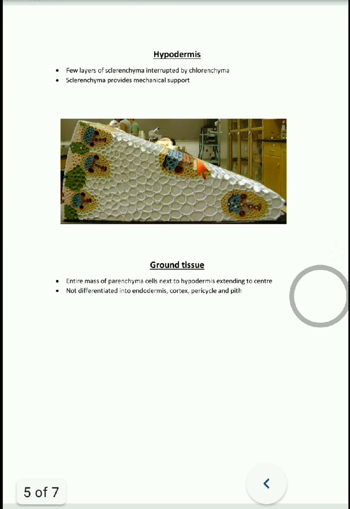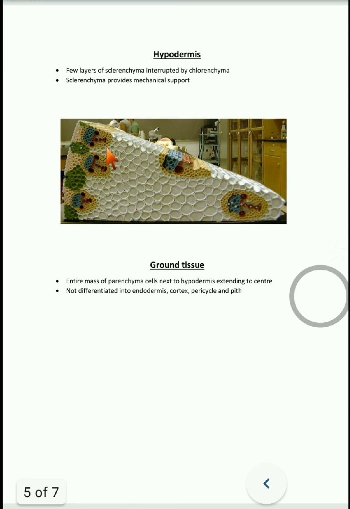Okay, so next we will see about the hypodermis part. Sclerenchyma will be interrupted by chlorenchyma, that is, this green color structure is chlorenchyma, and then we have sclerenchyma. So chlorenchyma and sclerenchyma will be alternating, whereas sclerenchyma provides mechanical support, that is, it will protect the plant, gives it strength and stability to withstand external pressures, whereas this chlorenchyma will help them in photosynthesis.